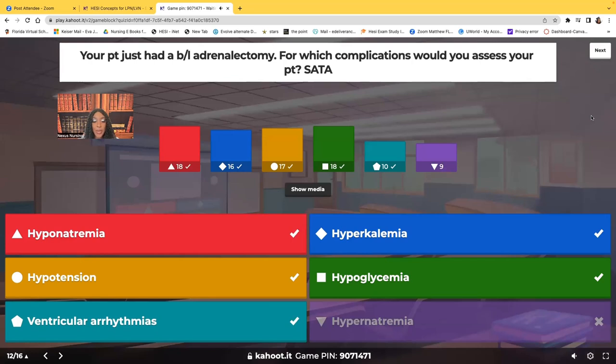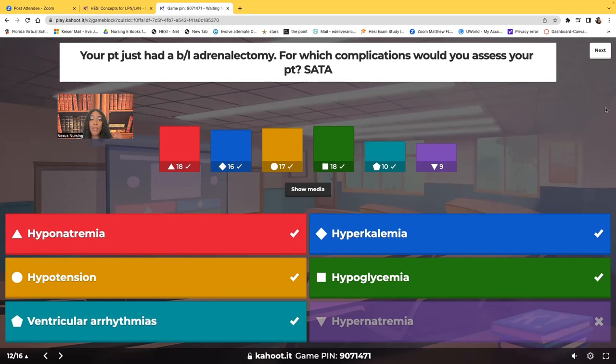All right, let's go over these answers. So adrenalectomy, that means both of the adrenal glands have been removed. Remember, those adrenal glands are responsible for your fight or flight response, right? Glucocorticoids, mineral corticoids, those androgen hormones, right? So let's go hyponatremia, yeah. Why? If the adrenal glands are gone, what is severely decreased? The mineral corticoids. What are mineral corticoids? They're sodium. So they'll be hyponatremic.